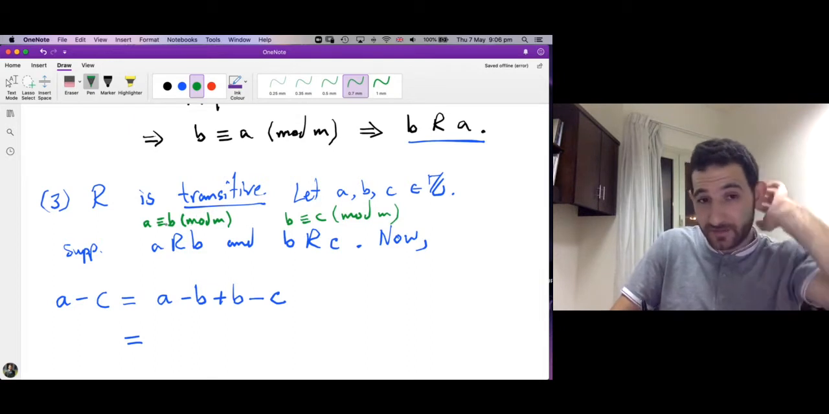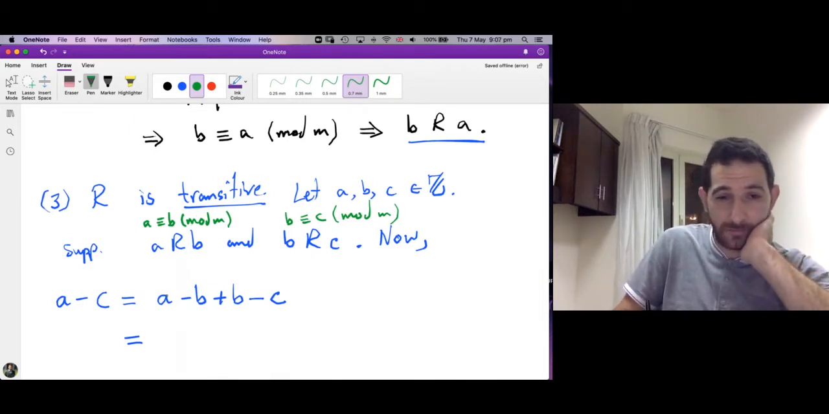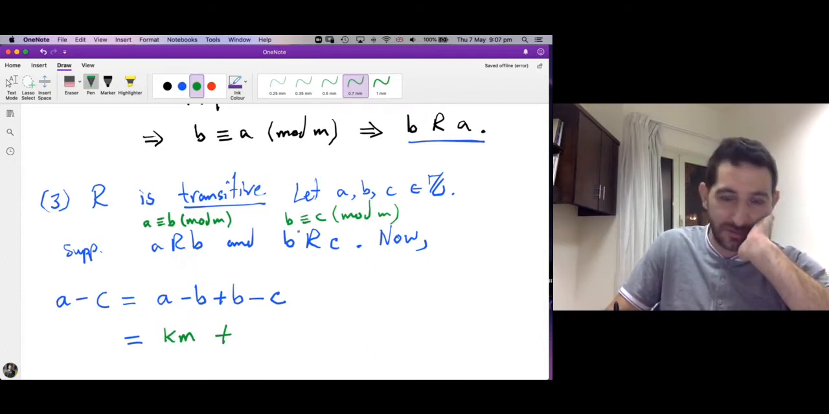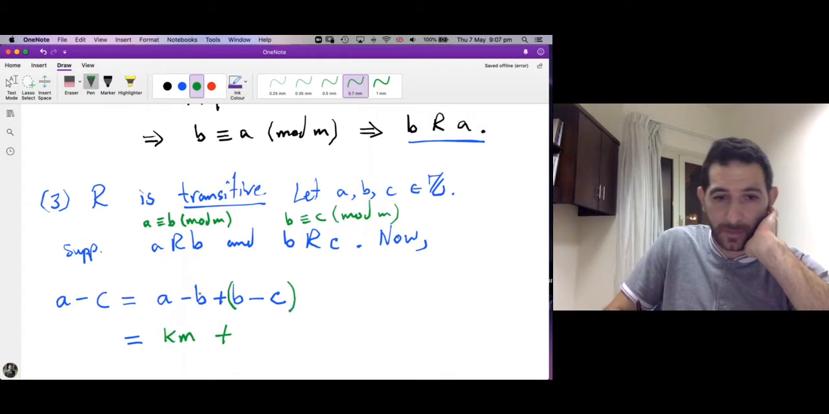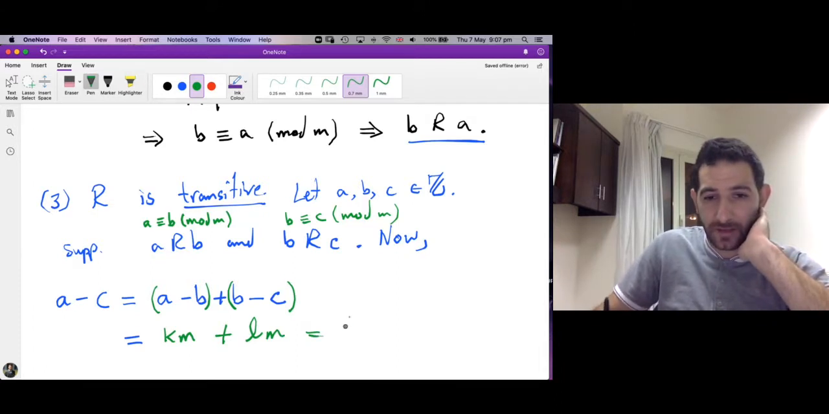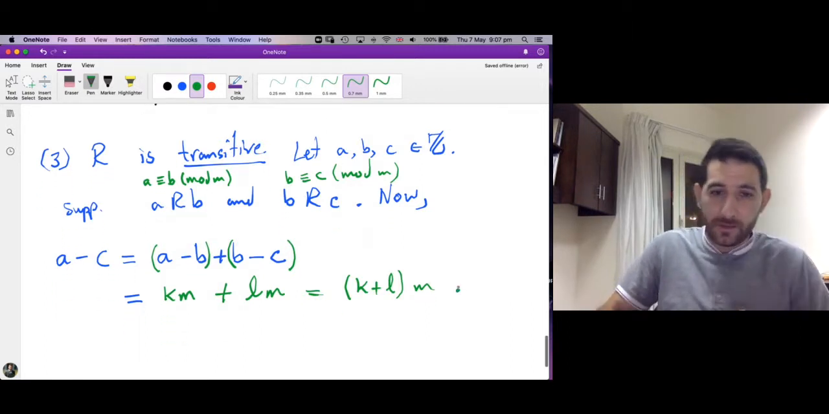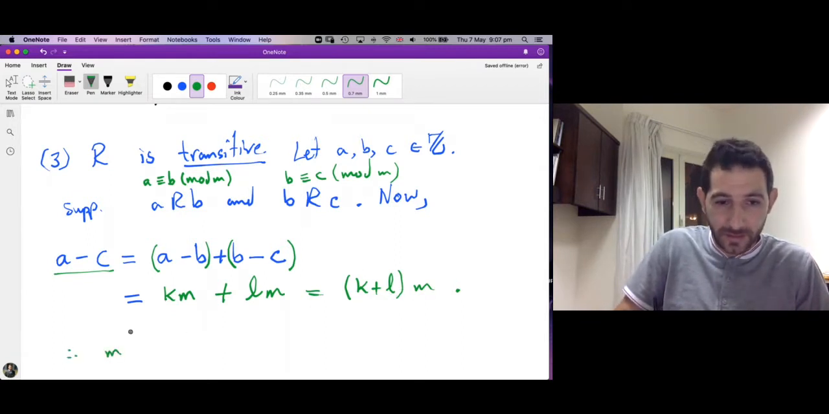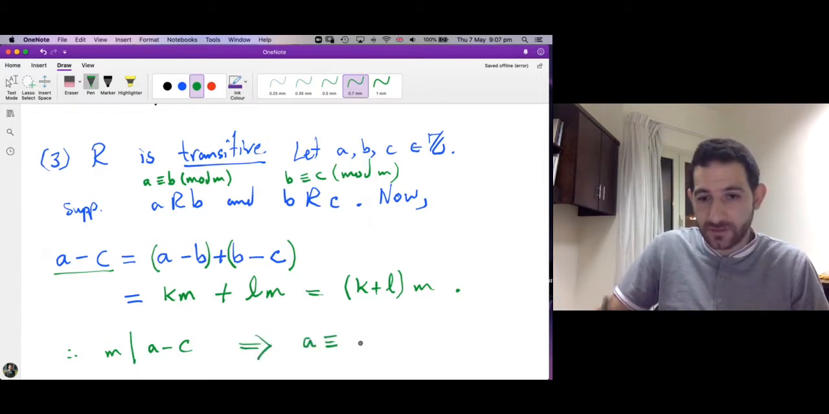This means that M divides the difference, and so A minus B is equal to Km for some integer K, plus here M divides B minus C. So this means that B minus C is equal to Lm. Now we can take M as a common factor, so K plus L times M. So this means that the difference A minus C is divisible by M. So therefore we prove that M divides A minus C, and this means that A is congruent to C mod M.